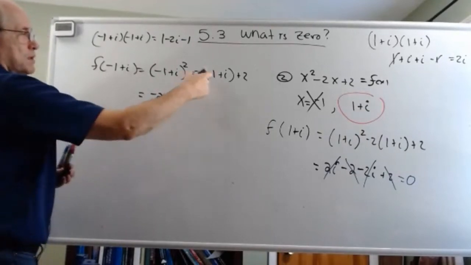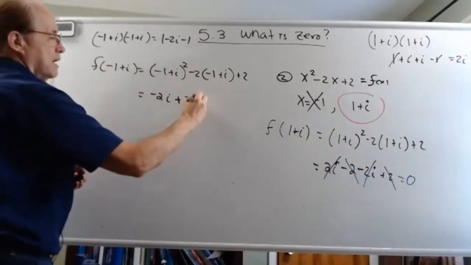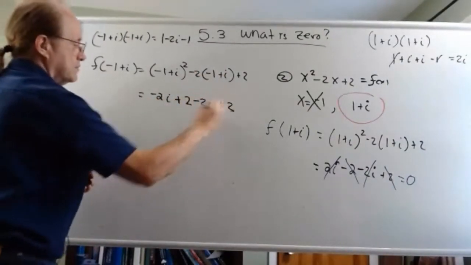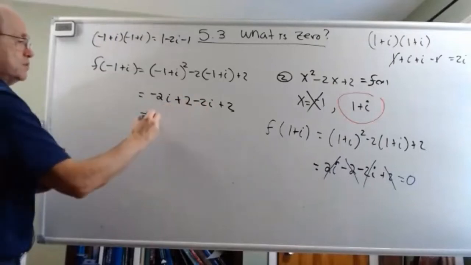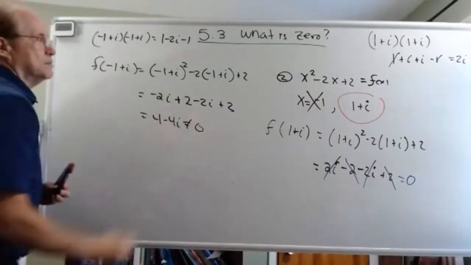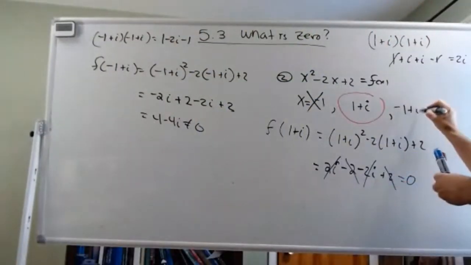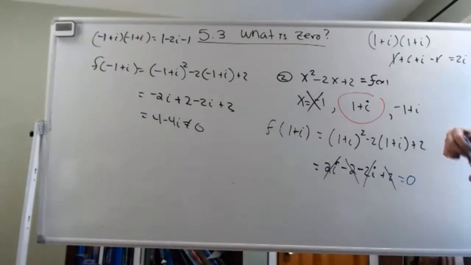Minus, okay, -1, -2 times -1 is a +2. -2 times i is -2i plus 2. So I actually get 2 and 2, I get 4 minus 4i, which definitely does not equal 0. So if I had -1 plus i as a choice, I would reject it. It is not a solution.